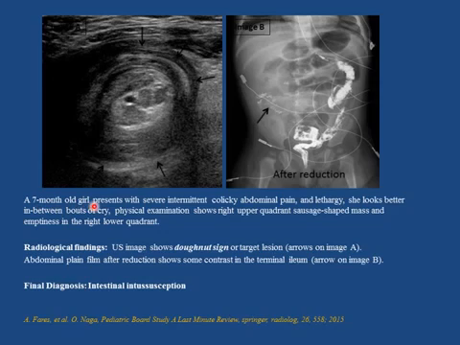This is a 7-month-old girl who presents with severe intermittent colicky abdominal pain and lethargy. She looks better in between bouts of cry. Physical examination shows right upper quadrant sausage-shaped mass and emptiness in the right lower quadrant.